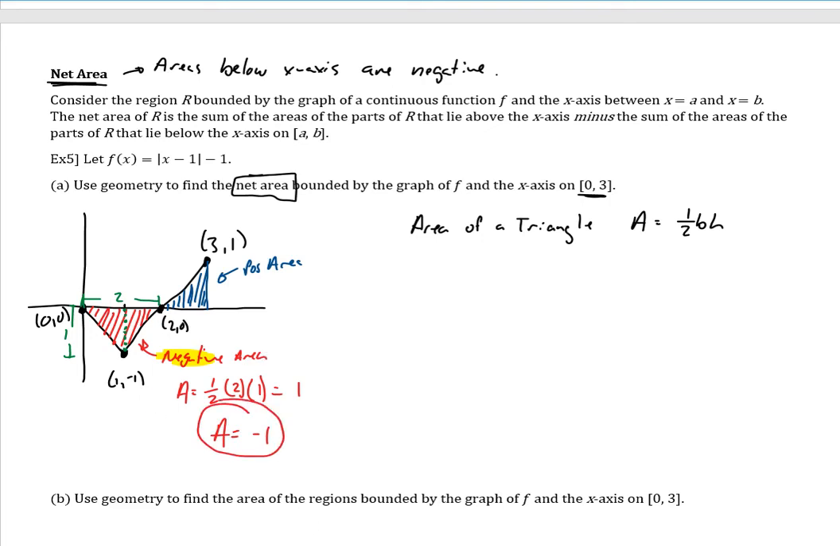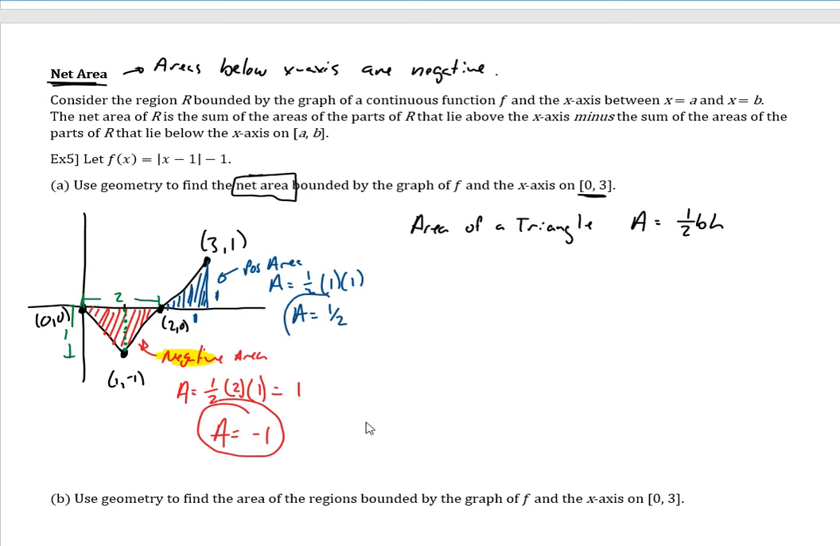Okay, and then in the blue triangle, we have our positive area. So it is still 1/2 base times height. Well, the base on this one looks like it's 1. So from 2 to 3 is 1. And then the height is also 1. So from 0 to 1 is 1. So it's 1/2 times 1 times 1. And then this all simplifies to be 1/2.